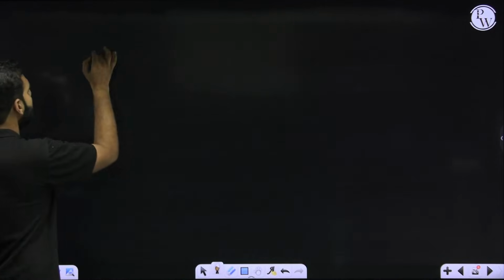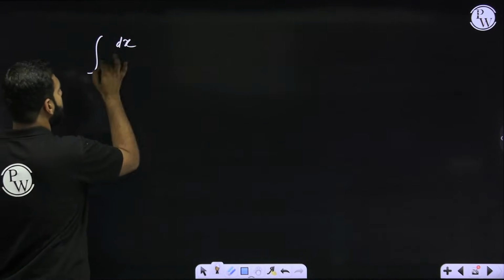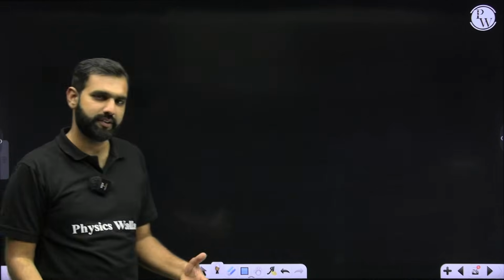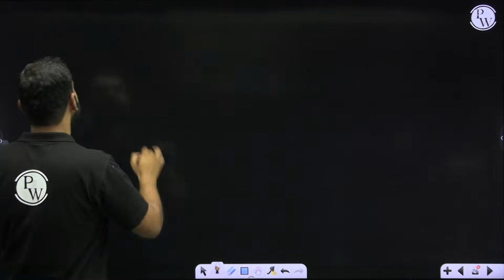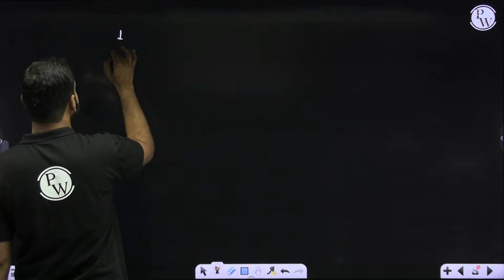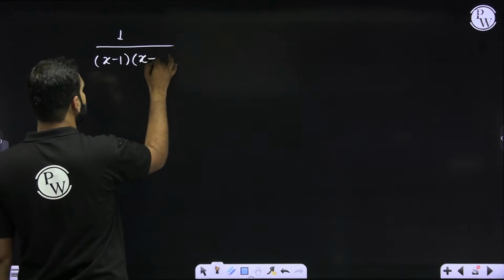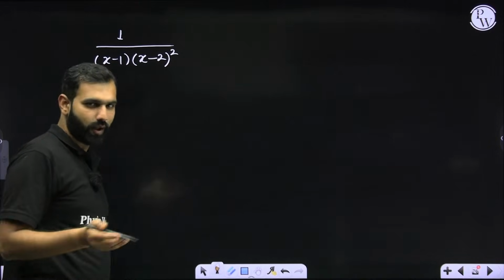Okay. So let's say one of the questions has this kind of a question. Forget questions based on integration. First, let's learn partial fractions, right? So let's say I have to convert this, let's say 1 upon x minus 1 into x minus 2 whole square. Sir, in that case, what are we supposed to do?